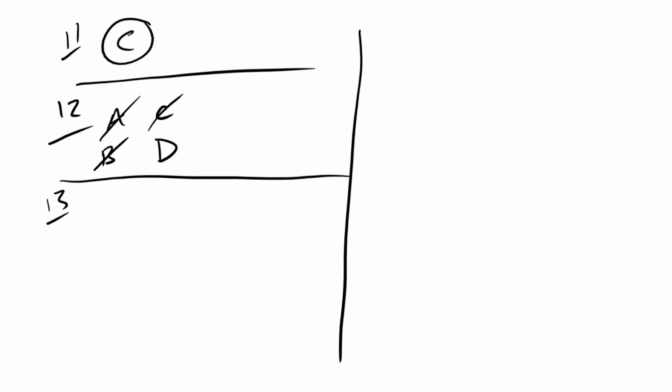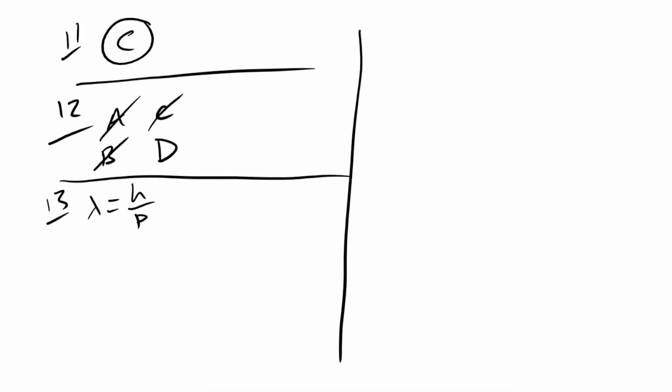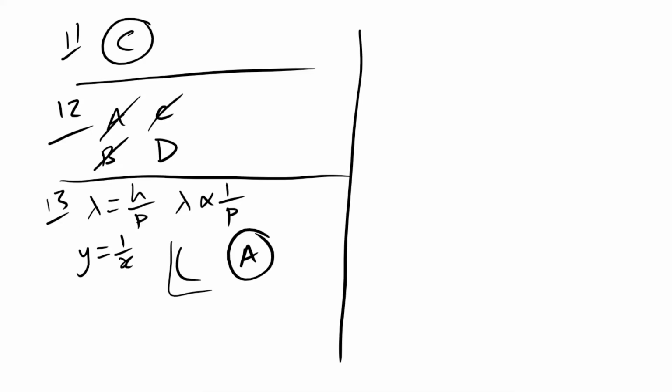13. What graph shows the variation of momentum? Lambda is h over p, so therefore lambda and p, momentum that is, are inversely proportional. So you should know that a y equals 1 over x graph looks like this. It is asymptotic, so A and B look quite similar, but it's not going to be B because that touches the y-axis, so the answer is A.